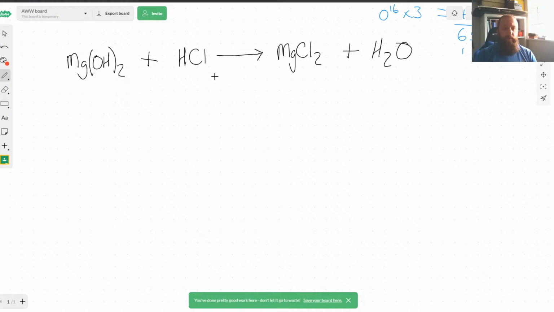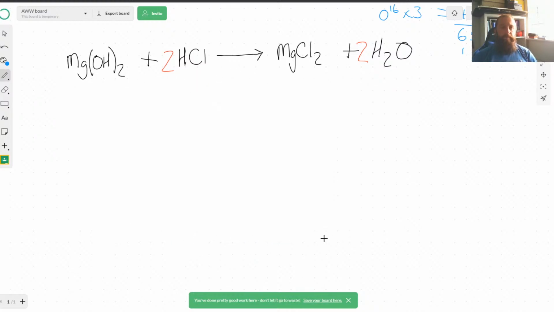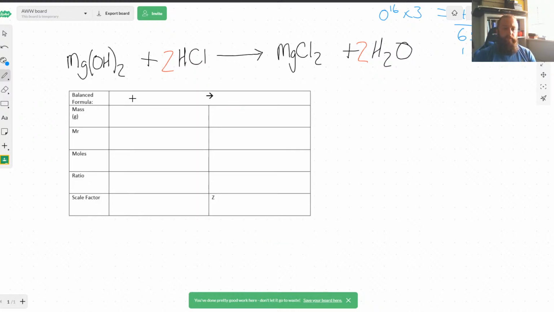Remember, next step we need to do is balance this equation, which we can do by putting that there and that there. I've done this a few times, which is why I can go through it a little bit quicker than that. Drop my table back in. And I'm just going to write in this.